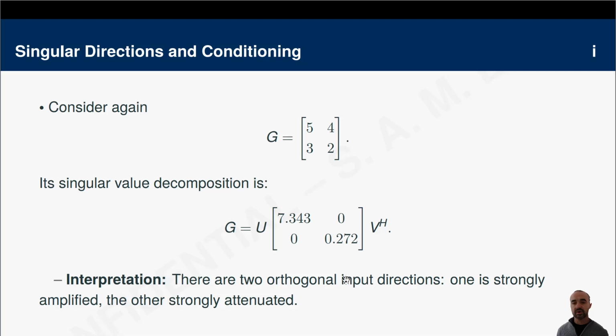There are two orthogonal directions. One is strongly amplified and the other is strongly attenuated. So we can already see that we have 7.33, and then we have 0.272, which essentially means that this direction is strongly attenuated. Same system, same actuators, but radically different effectiveness depending on direction.